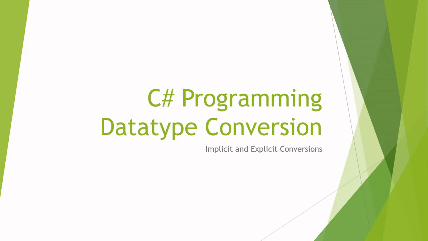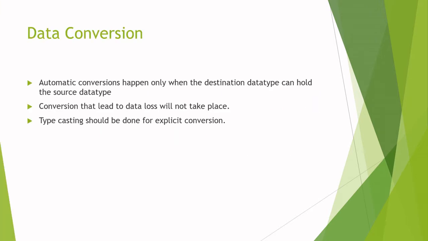In this video, let's learn about data type conversion in C#. There are two types of data conversion in C#. One is implicit conversion, the other one is explicit conversion. Implicit conversion, or automatic conversion, will happen only when the destination data type can hold the source data type.